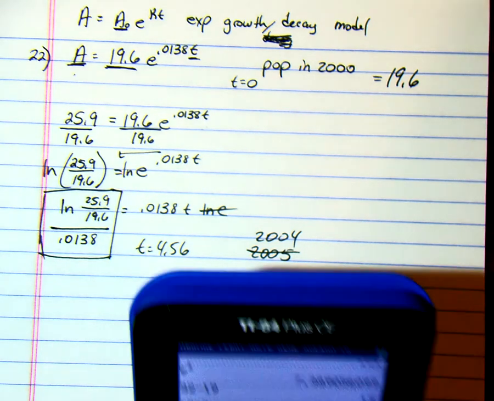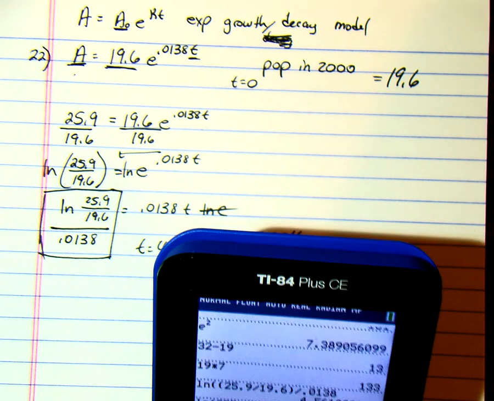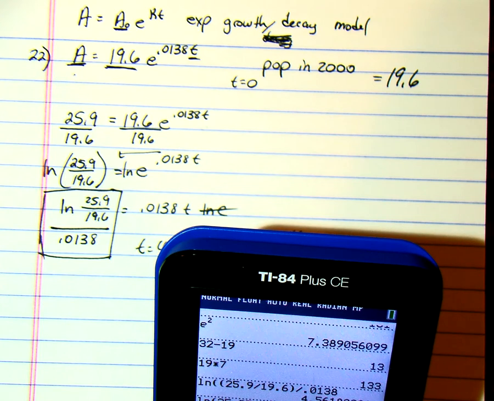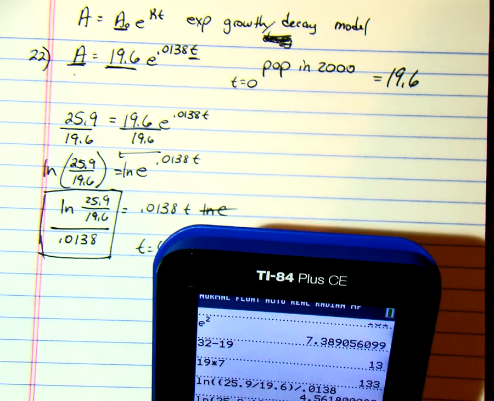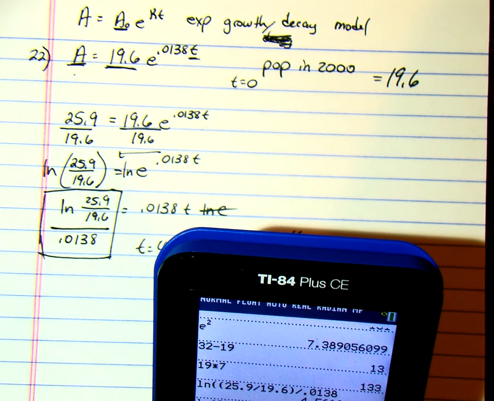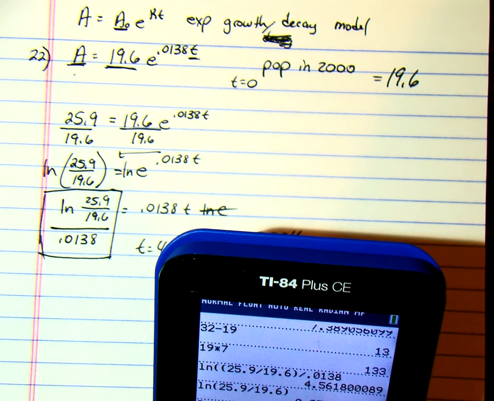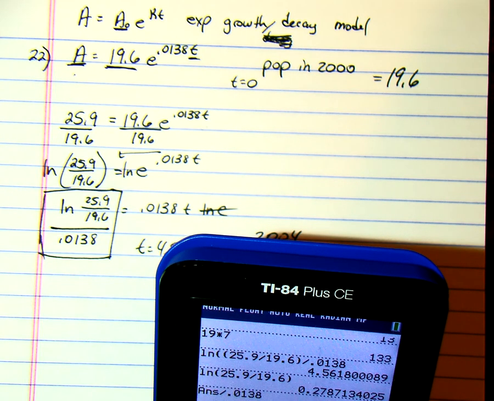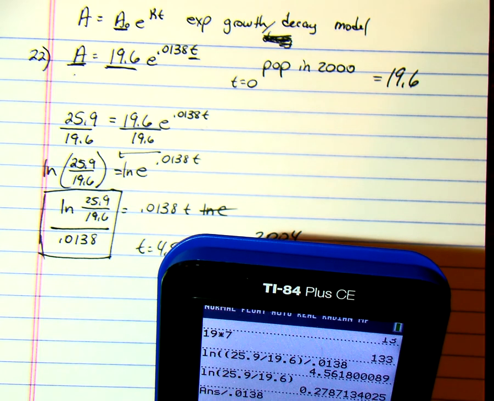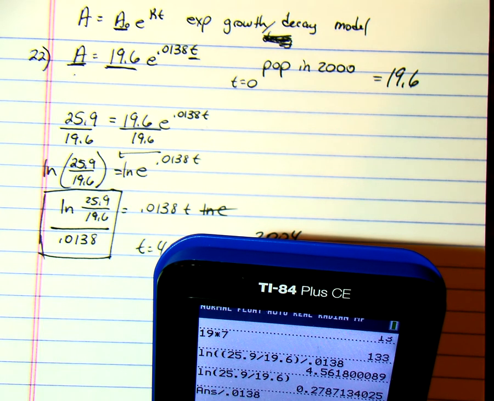So we'll break that down in case I wasn't. I should get the same answer. The natural log of 25.9 divided by 19.6 is 0.27. We're going to divide that by 0.0138. Huh. Oh, I see.